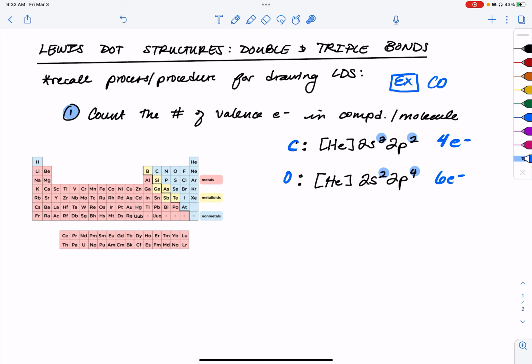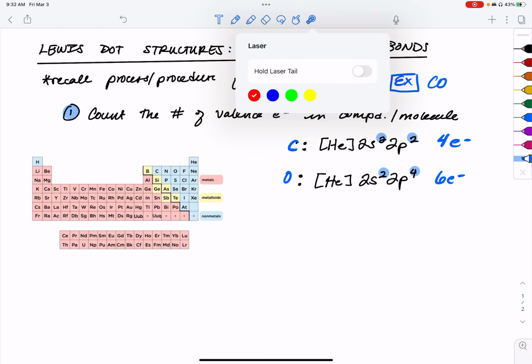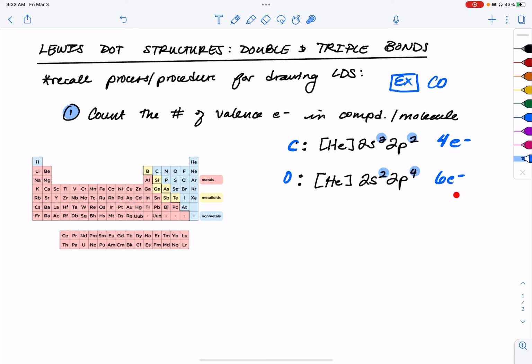Okay, so now I know how many valence electrons each atom contains in my compound. And if I look at my structure, I have 1 carbon and 1 oxygen. So if I were to count the total number of valence electrons, that would be 10: 4 from the carbon and 6 from the oxygen.